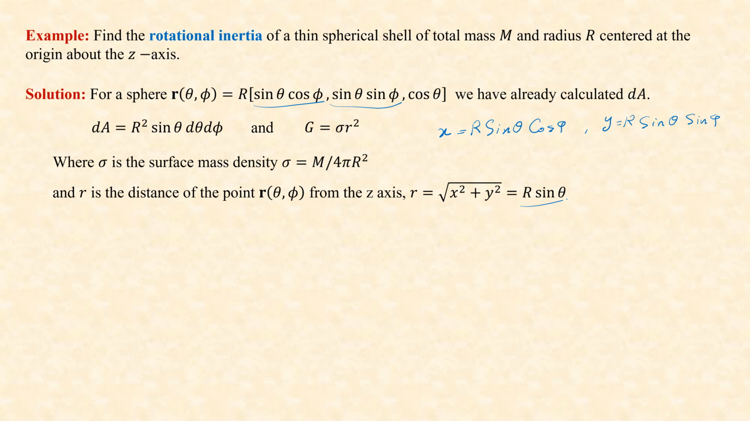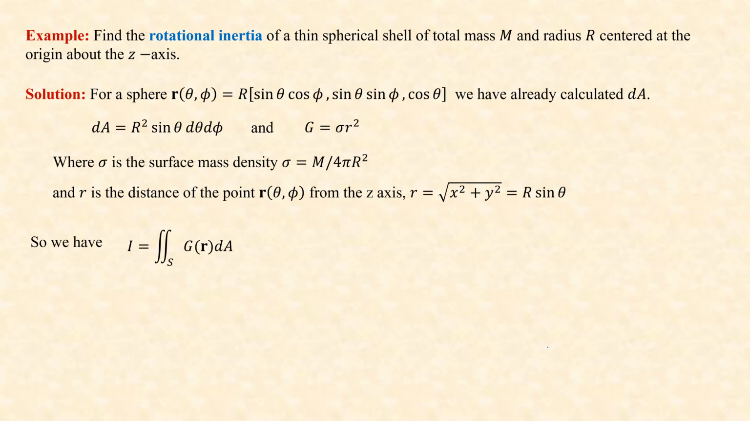Or on the other hand, you could say if you are on a sphere anywhere with parameter theta, theta is the angle to the z-axis, then the distance to the z-axis is r times sine theta, right? So r sine theta is the distance that we call r.